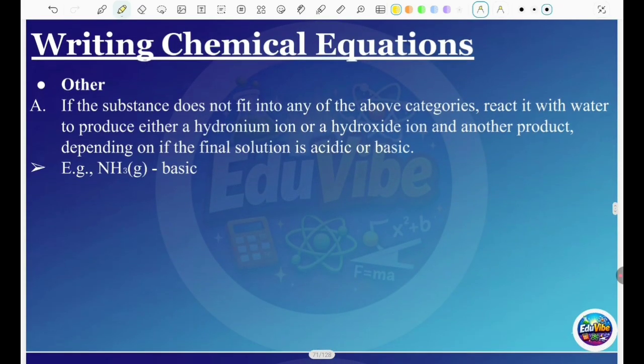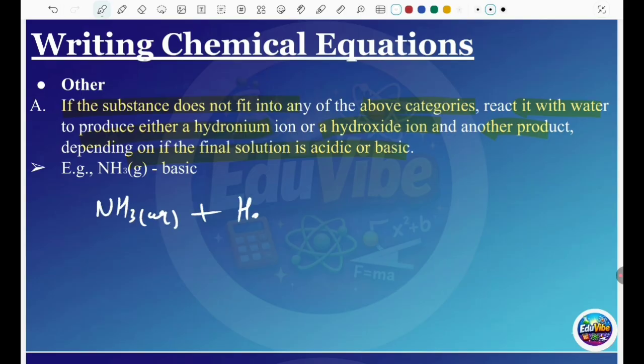Last thing, we have the other category, which is different from all these five. If the substance does not fit into any of the above categories, react with the water to produce either the hydronium ion, hydroxide ion, or another product, depending on whether the final solution is acid or basic. So NH3 is the basic. So basically you get the OH negative ion at the end. So you can just react this with the water, and this is the weak base.